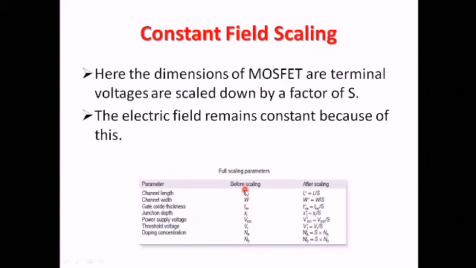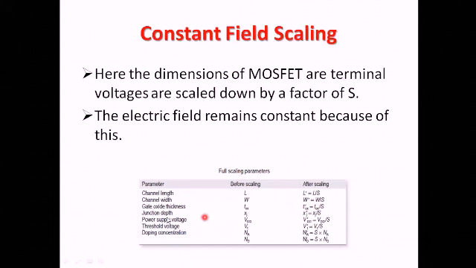So before scaling, the channel length was L, and after scaling it has become L dash, that is L by S. Next is channel width. Before scaling the value was W, but after scaling the value changes to W dash, that is W by S. Next is gate oxide thickness. Thickness is always represented by small t, and as it is gate oxide, it is subscript OX. After scaling, t dash OX is equal to tOX by S.